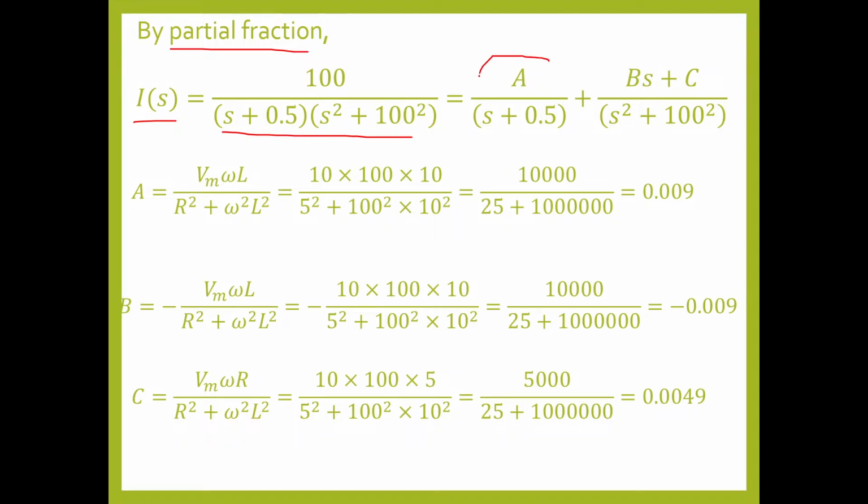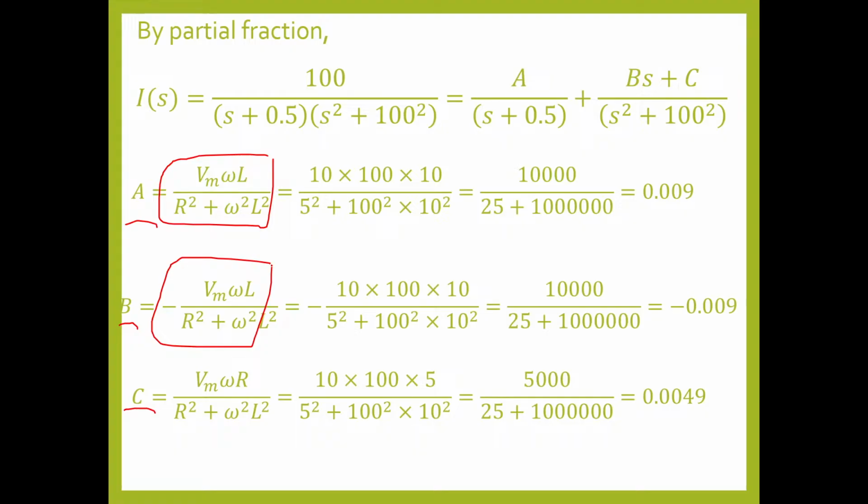So you can rewrite it as A divided by S plus 0.5, plus Bs plus C divided by S square plus 100 square. Since it's a numerical problem, no need to derive if you know the expression for A, B and C. If you don't remember the expression for A, B, C, you go for partial fraction derivation. If you know how to simplify an expression with partial fraction, you just solve it. Or later on you determine the A value. Since I remember the formulas, I have directly written the formulas here.